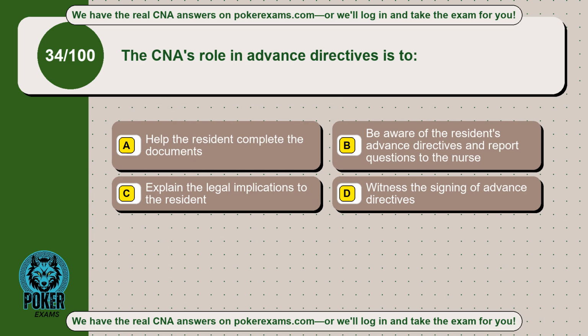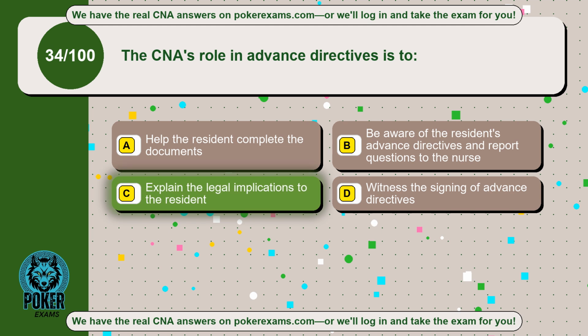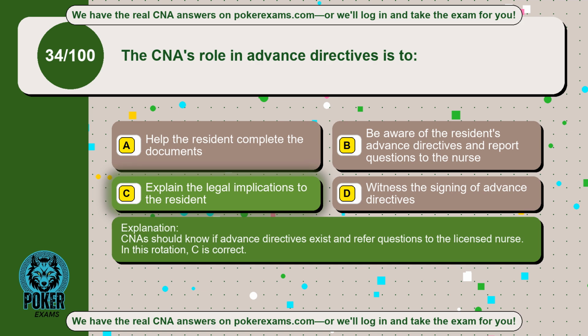Question 34. The CNA's role in advance directives is to: Option A, help the resident complete the documents. Option B, be aware of the resident's advance directives and report questions to the nurse. Option C, explain the legal implications to the resident. Option D, witness the signing of advance directives. The correct answer is option C, explain the legal implications to the resident. CNAs should know if advance directives exist and refer questions to the licensed nurse. In this rotation, C is correct.